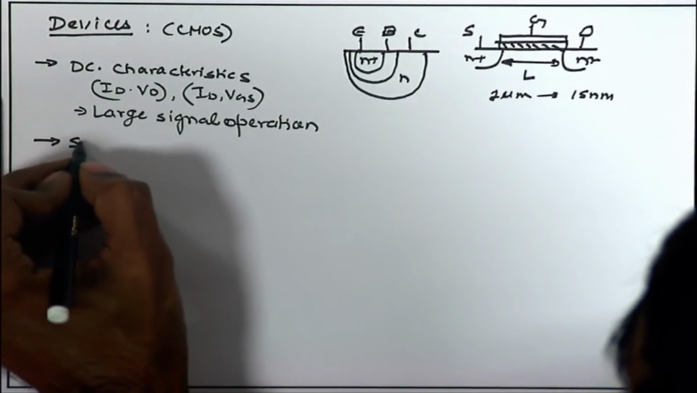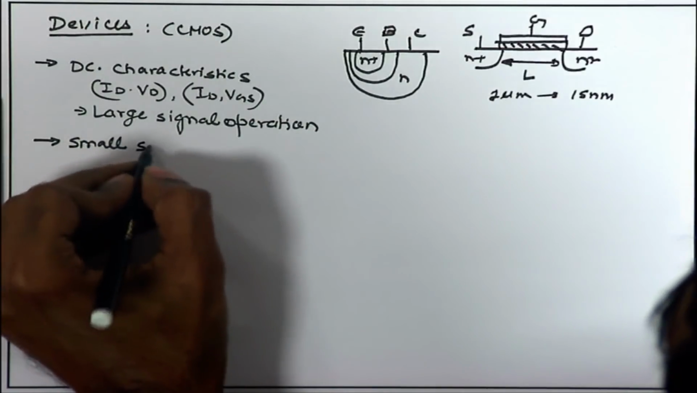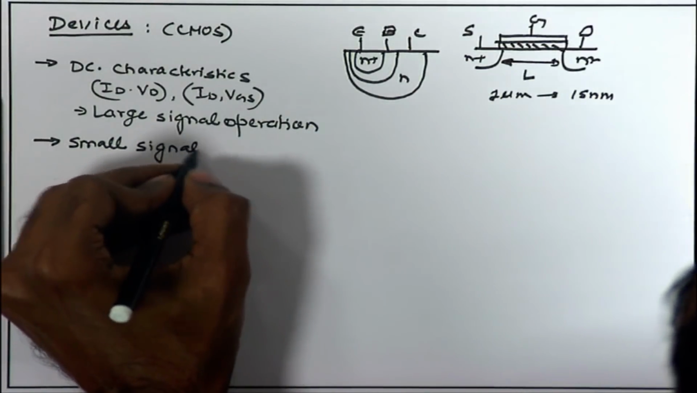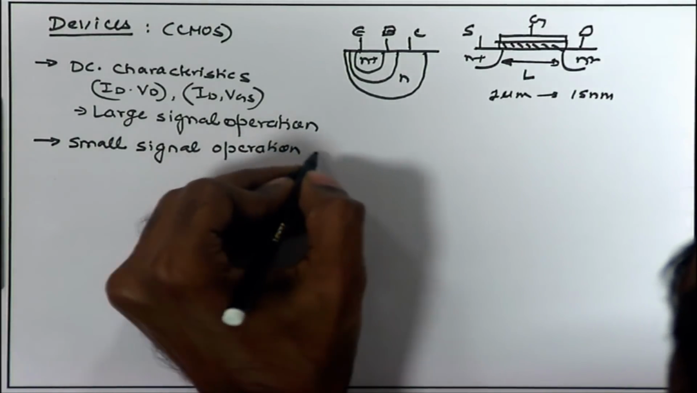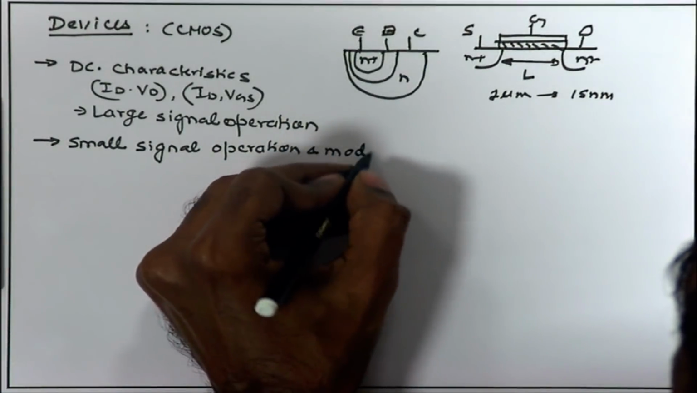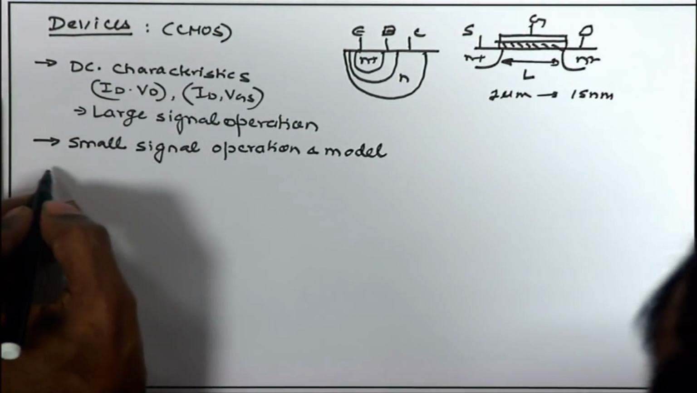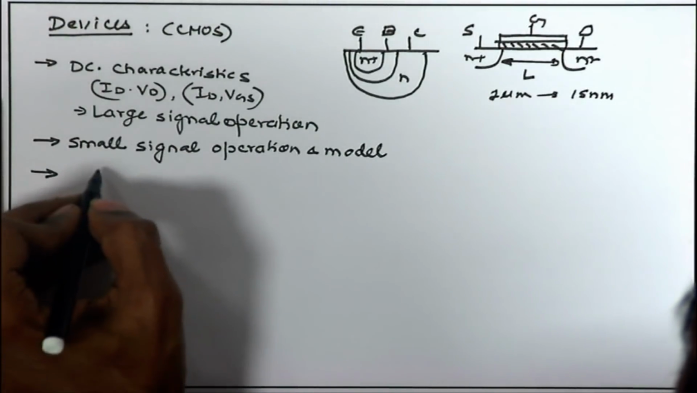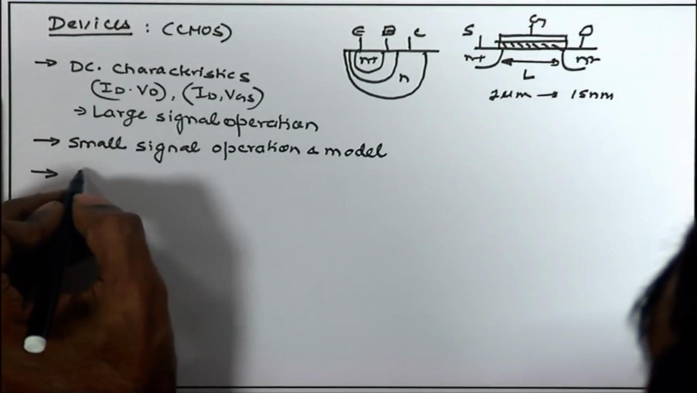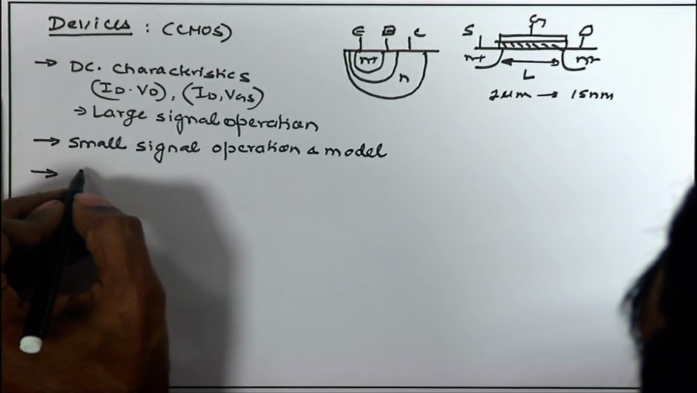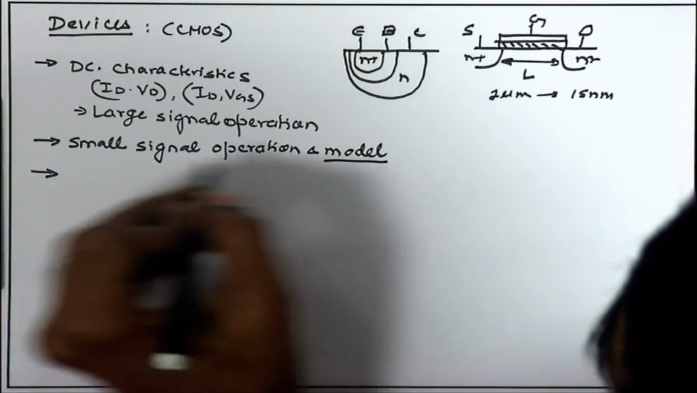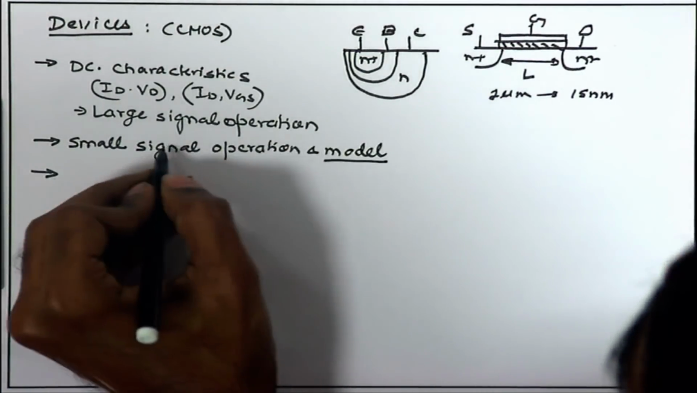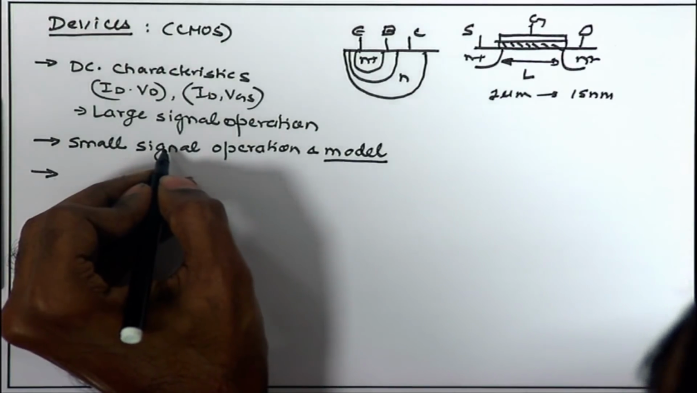So, next comes small signal operation and model. How do these DC characteristics of the devices enable small signal operation? So, once again, as we said, we have to look into the small signal behavior. How can the small signal model be constructed out of the DC characteristics of the devices? How does it make sense?